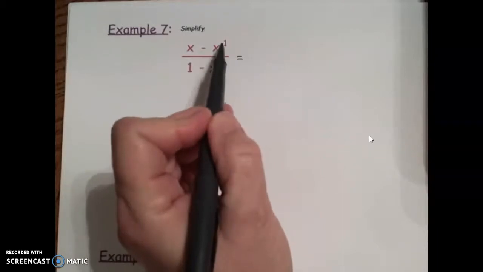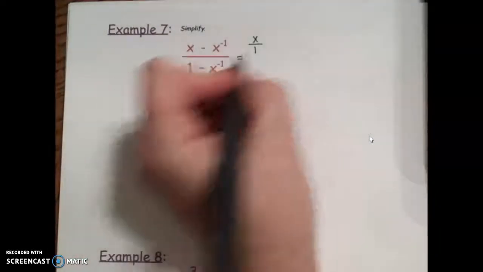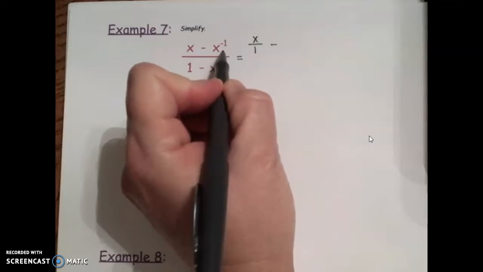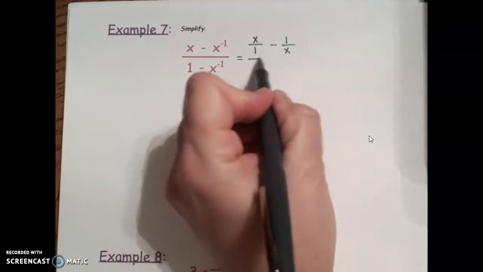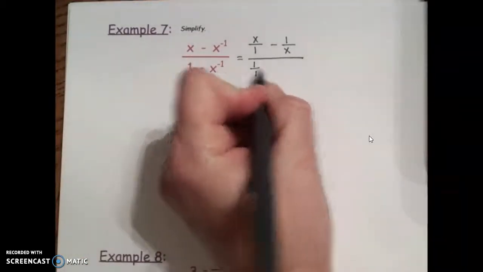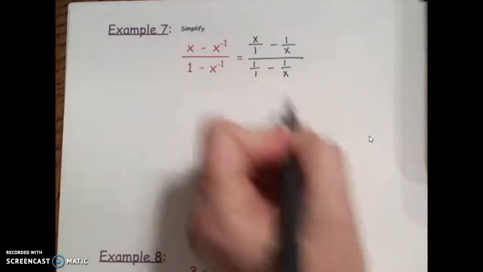Because I know this is going to become a fraction, I'm going to make this x a fraction by putting it over 1. So x over 1 minus, because of this negative 1, we would move this to the denominator. So this is really 1 over x divided by, I'm going to make this 1 a fraction, and then again this would be 1 over x.